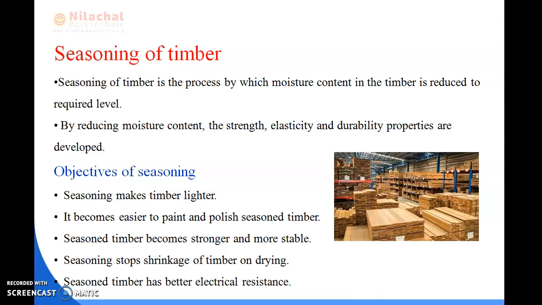Seasoning makes the timber lighter. It becomes easier to paint and polish the seasoned timber. The seasoned timber becomes stronger and more stable. Seasoning stops shrinkage of timber on drying. The seasoned timber has better electrical resistance. So these are the objectives of seasoning. Seasoning makes the timber lighter, easier to paint and polish, stronger and more stable, it stops shrinkage of timber on drying, and the timber has better electrical resistance.